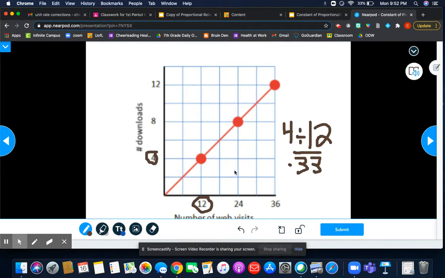Alright, so hopefully that gives you guys a little insight. Again, COP is just looking for the unit rate. Hopefully we can determine it on a table or graph, and let me know if you have any questions.